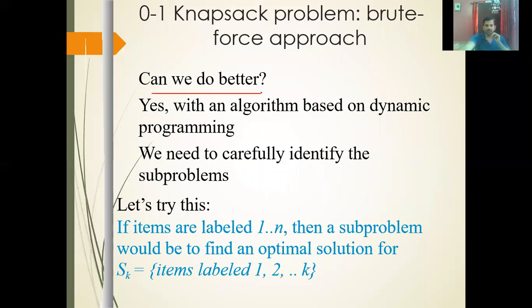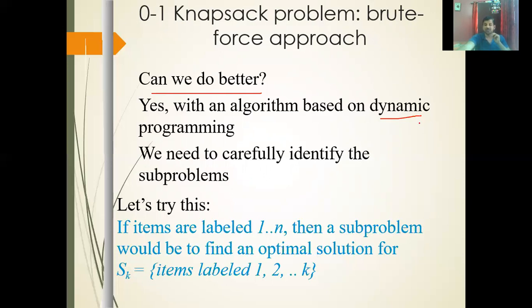Obviously, we can do better, yes, with an algorithm based on dynamic programming. As I already mentioned, in dynamic programming your problem is divided into sub-problems. We find the solution for those sub-problems, and those solutions are stored in memory, and later we use that stored solution to solve the larger problem.